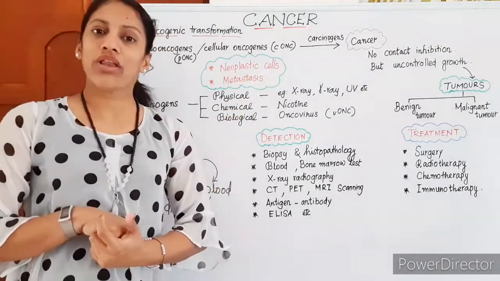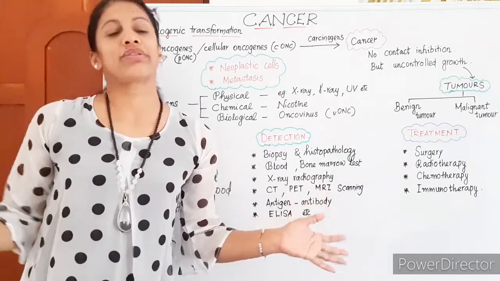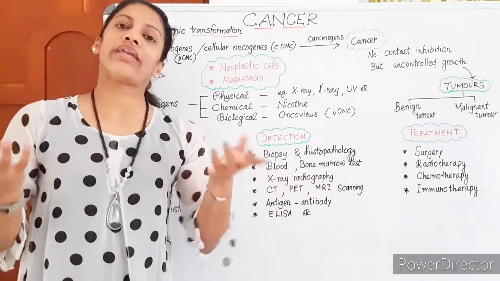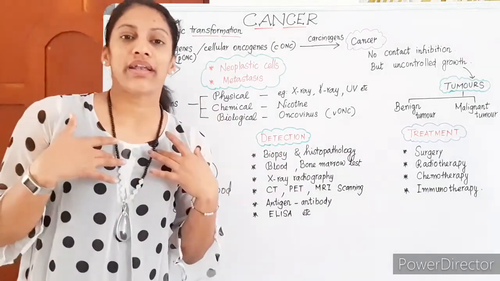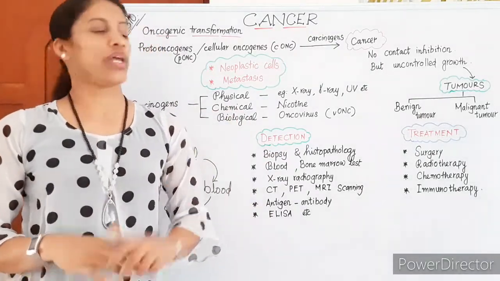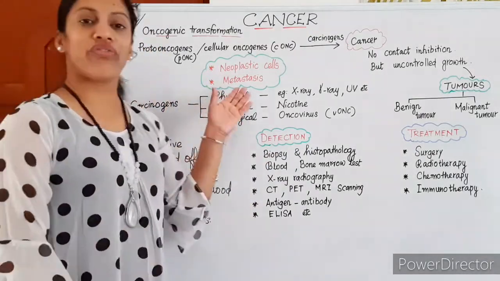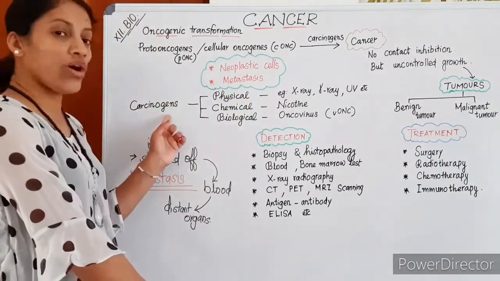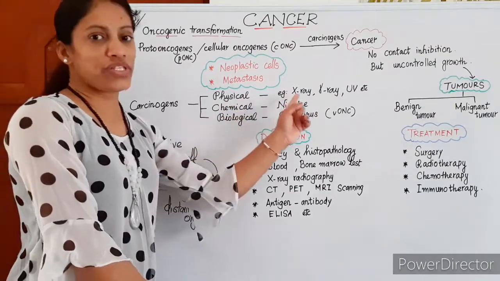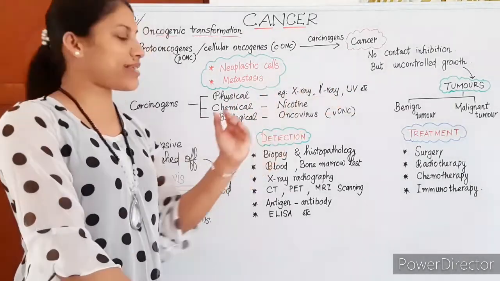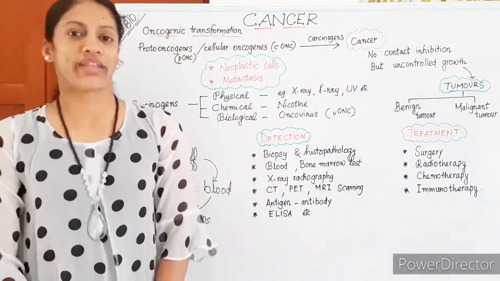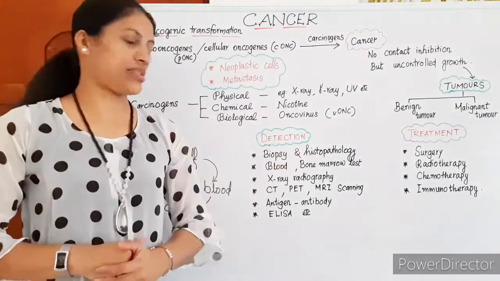Then the other one, biological carcinogens. Biological carcinogens are biological agents, meaning viruses. These viruses can cause cancer. These viruses contain viral oncogenes, so they can bring cancer to us. So these are the major agents of cancer. The agents of cancer are called carcinogens. They are physical, chemical and biological. Physical: the radiations. Chemical: like nicotine. Biological: organisms like viruses, oncoviruses or oncogenic viruses.